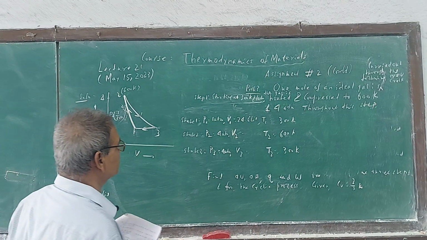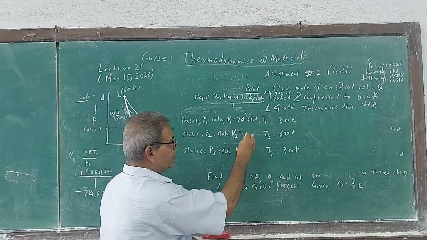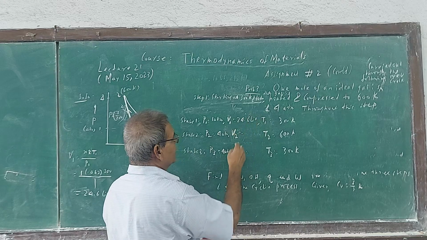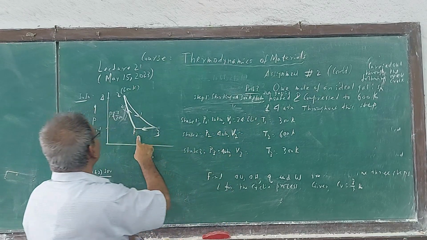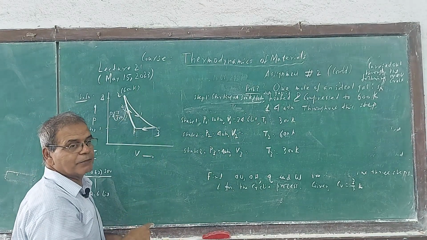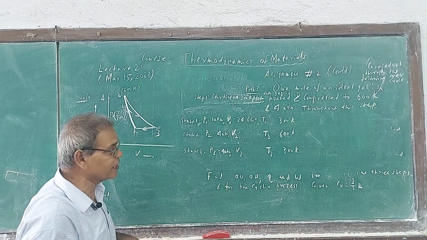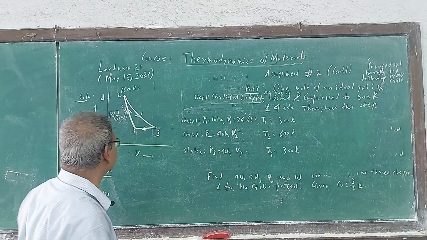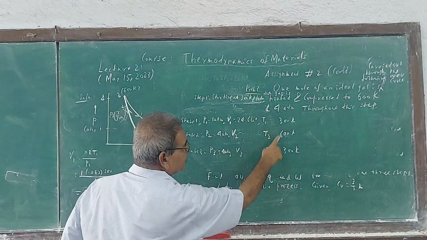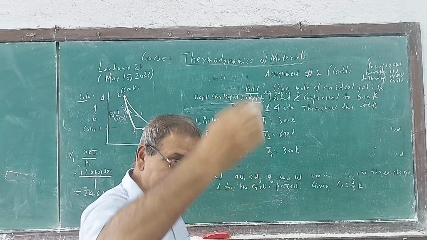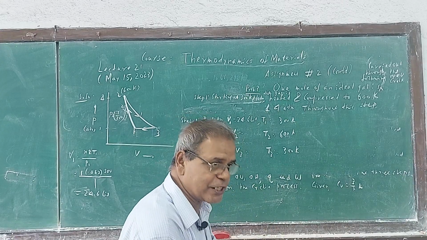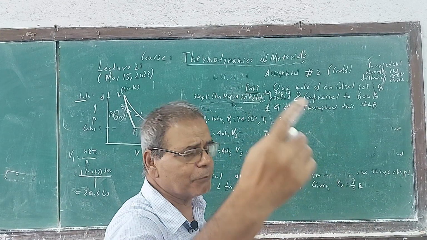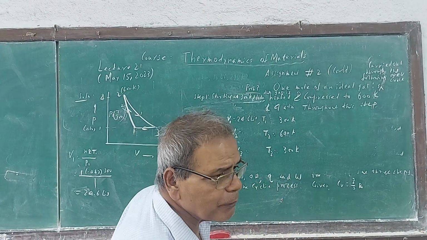Volume you can find out. How do you get the volume? See 1 to 2: pressure has become 4 times. If temperature did not change, the volume would be 1/4. But temperature has changed from 300 to 600, so volume should increase 2 times if pressure does not change. That means 2 times increase and 4 times decrease, so it is actually half.